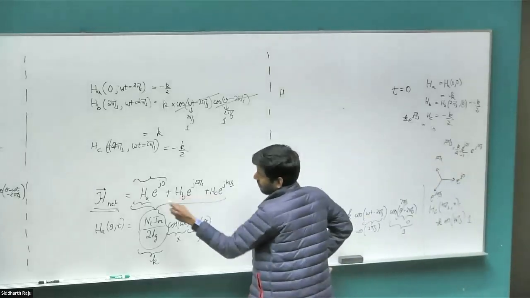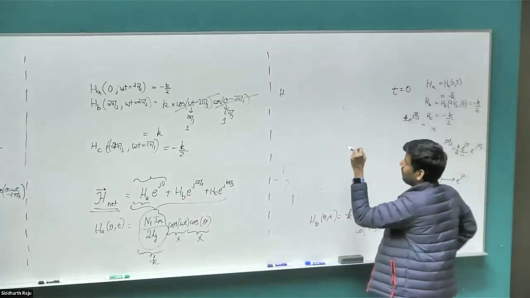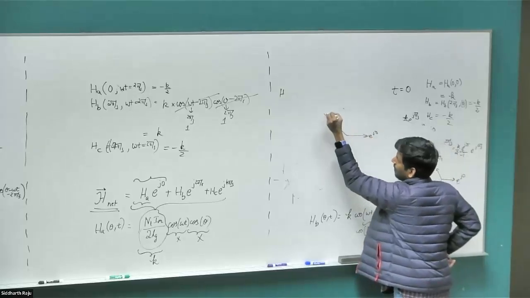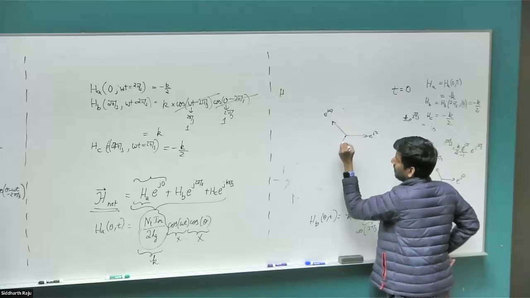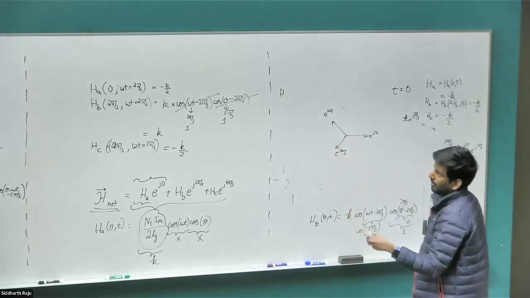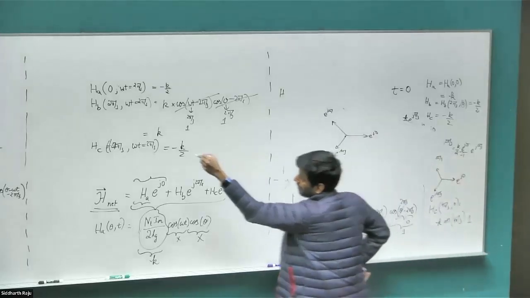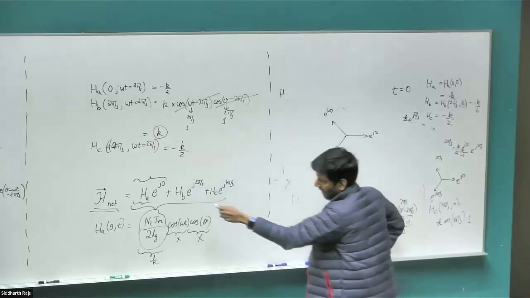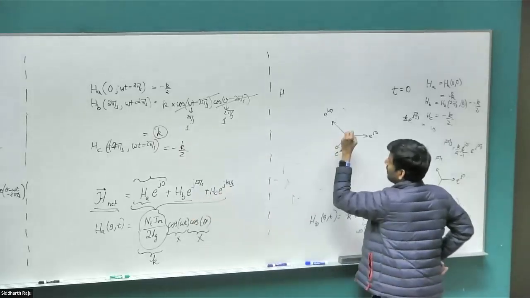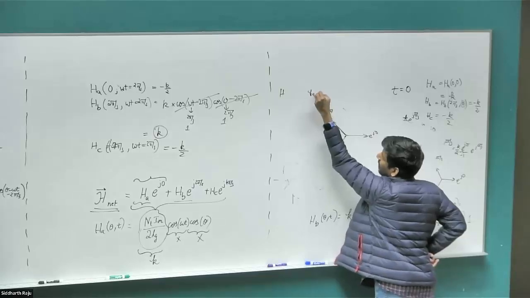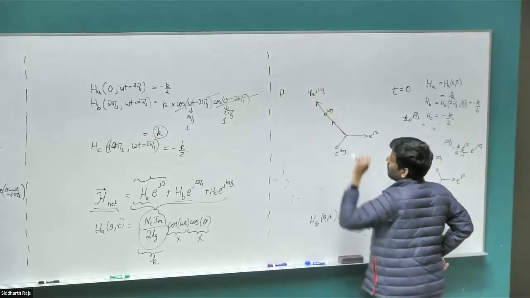So HA e power J0, that would be e power J0, e power J2 pi by 3, e power J4 pi by 3. Now let's do the simple one first. So we have HB is K times e power J2 pi by 3. Let's say that is coming out to be some vector like this, K times e power J2 pi by 3.